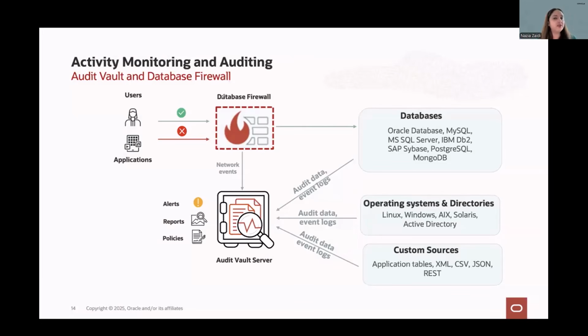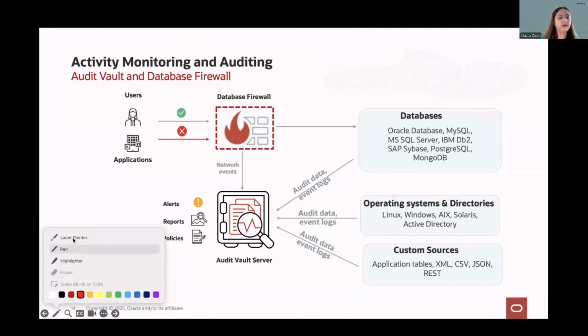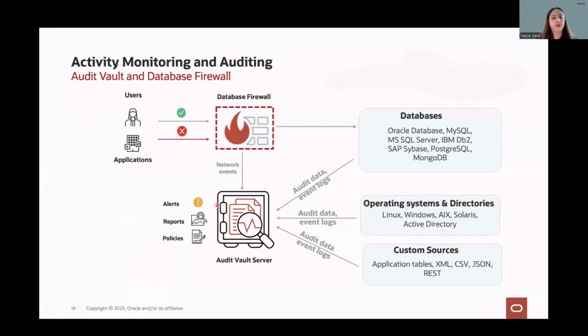Okay, so from the deployment perspective, overall AVDF deployment looks like this. You have a centralized Audit Vault server repository, which is a centralized tamper-proof repository that can keep audit logs coming from all your database, operating system, or custom sources. So all native audit logs can go to your centralized Audit Vault repository. You can define your alerts, reports, and policies there.